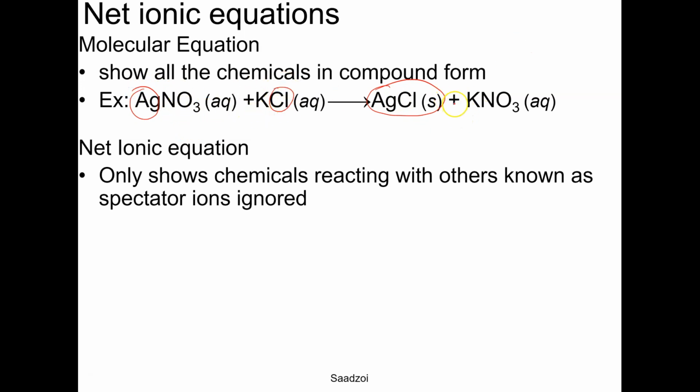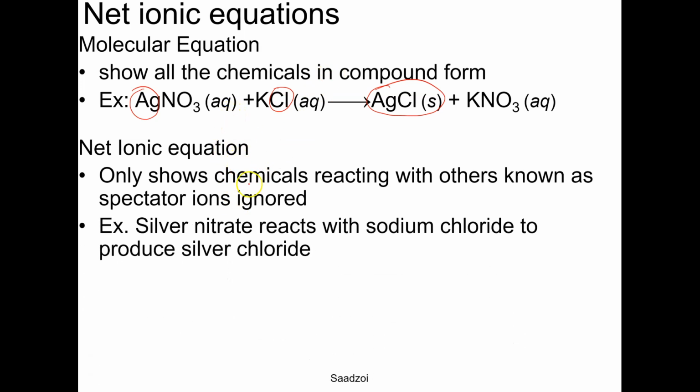K and NO3 are gone. They're not part of the ionic equation because they're not actually involved in the reaction. They're what we call spectator ions. They're in the solution, but they're not involved in the reaction. So they're just there, but they're not involved, so we don't acknowledge them. We don't write them into our ionic equation. So be aware they are still there, just you can't see them. So here's an example. Silver nitrate reacts with sodium chloride to produce silver chloride. Here is your net ionic.